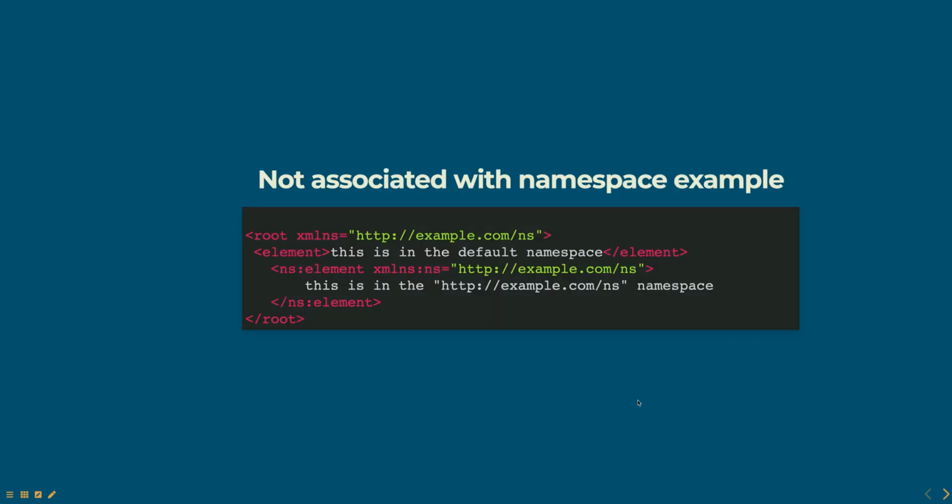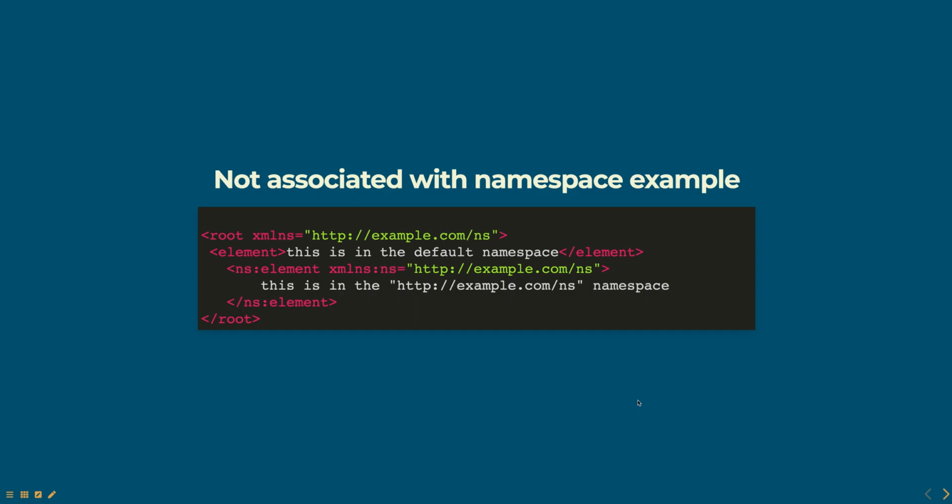If an element or attribute is not associated with a namespace, it is considered to be in the default namespace. And here is an example for the default namespace.